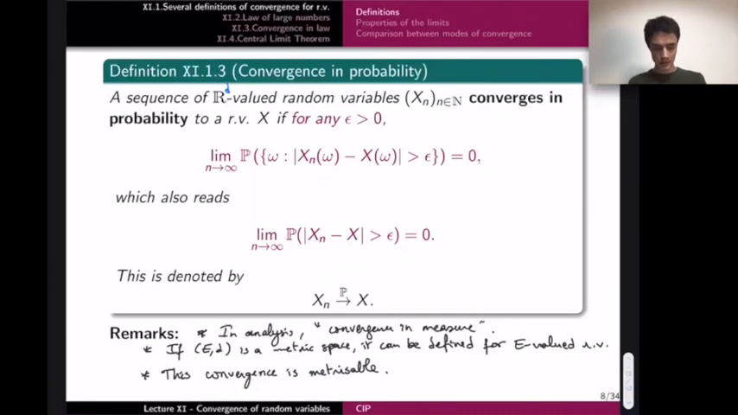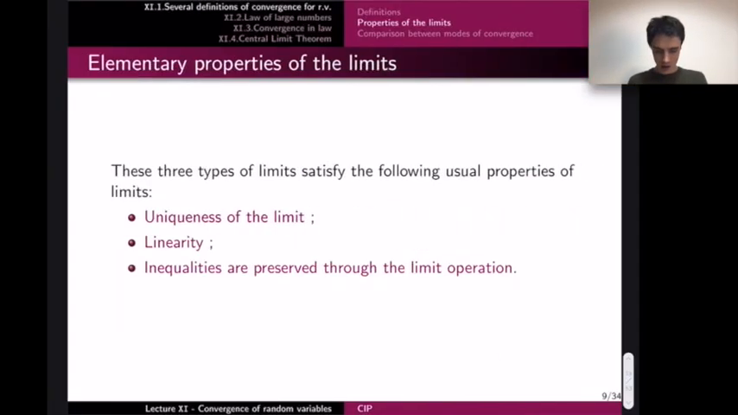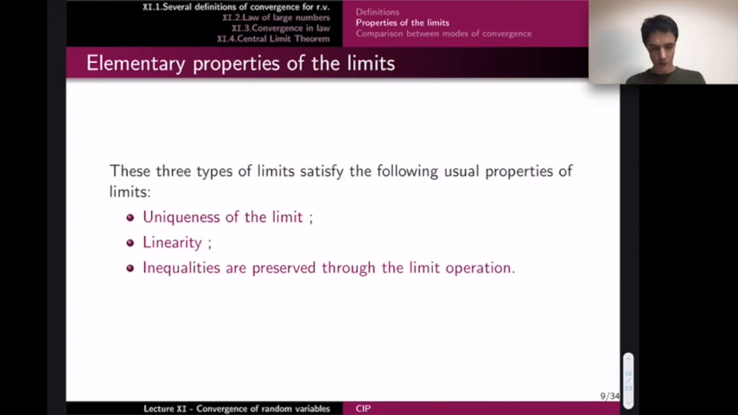Now we will see some properties of these limits. So some very elementary properties that I will not get into the details here. There is uniqueness of the limit in each case, in all these three cases. There is linearity, okay, and these inequalities are preserved through these limit operations, okay.